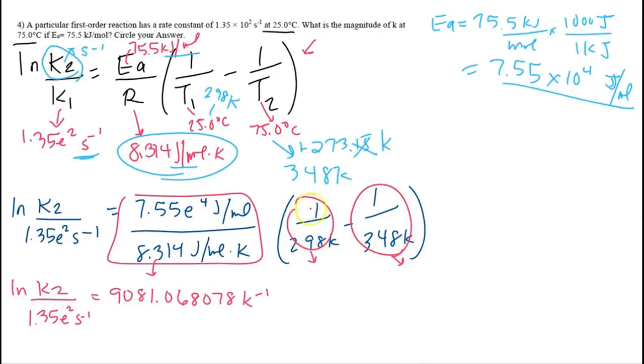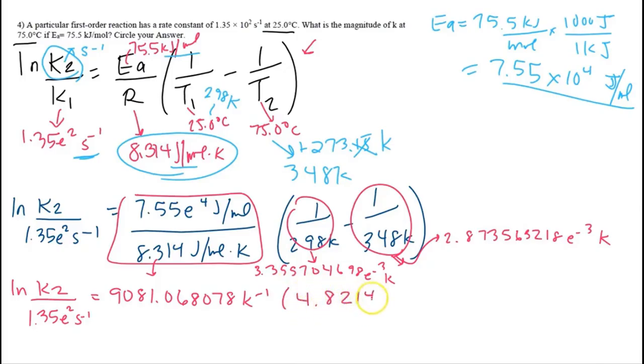When I get my 1 divided by 298 Kelvin, and it's a long number, I get 3.355704698 e to the negative 3, and of course the units are Kelvin. For this one, when I go 1 divided by 348, I get 2.873563218 e to the negative 3, of course units are Kelvin. When I subtract these two numbers, I get 4.82142 e to the negative 4 Kelvin.